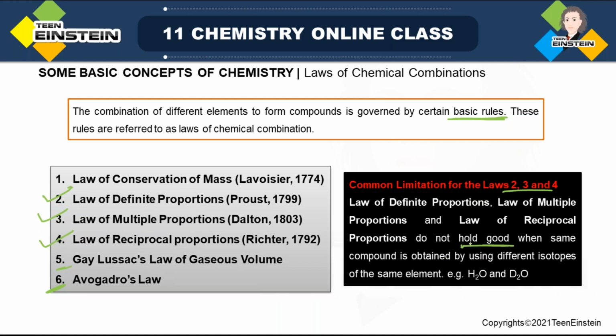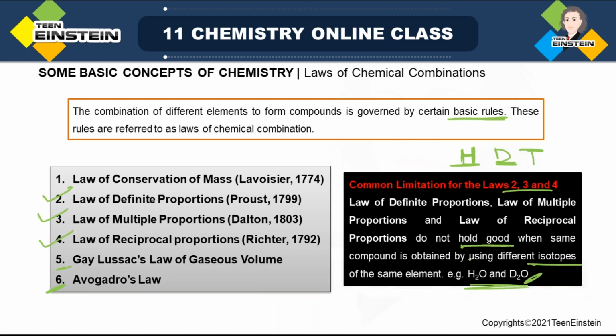They do not hold good. That means they are no longer applicable when the same compound is obtained, but by using a different isotope. So see, we know water's chemical formula is H2O, but if you take the isotope of hydrogen, we know there are 3 isotopes: hydrogen, deuterium, tritium. If you take the deuterium isotope, the chemical formula should be D2O. So both are actually water. Only difference is the isotope of hydrogen is different.